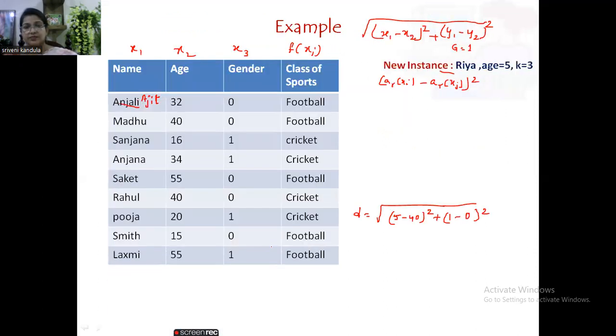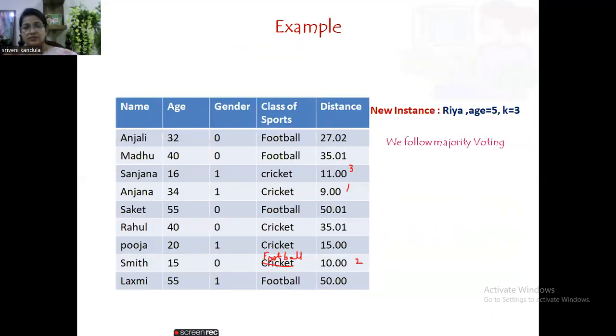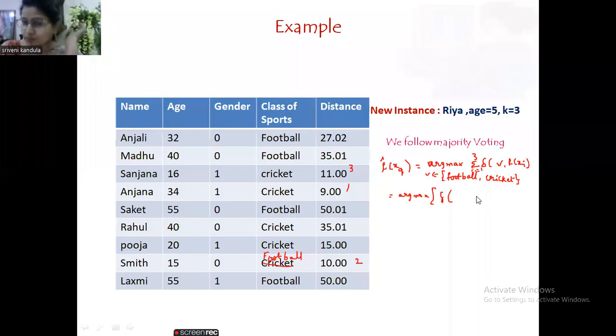Let's do that. Now, let us first take the value of V as football. We have taken the closest to 3. Based on the distance, we have taken 9 as 1, the distance 10 as 2, the distance 11 as 3. Now the first value that we are taking is football. And for this, the first f of xi value that I have is cricket.